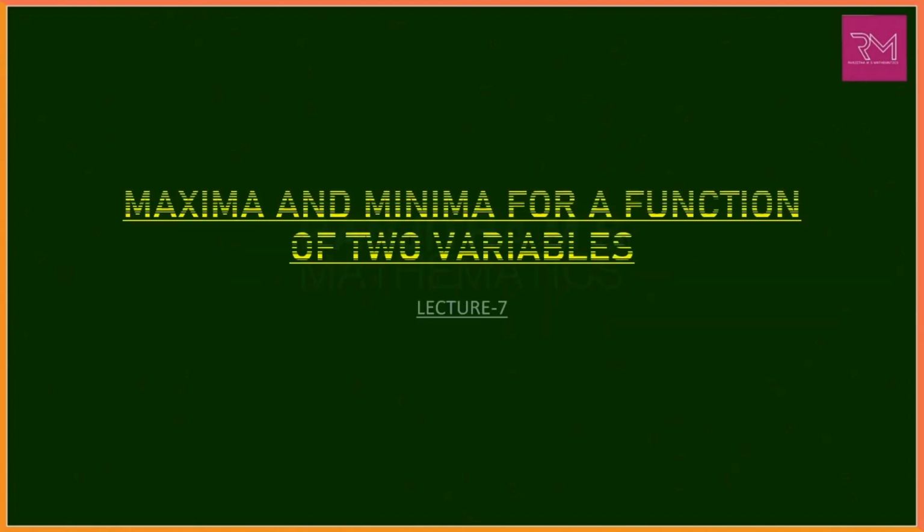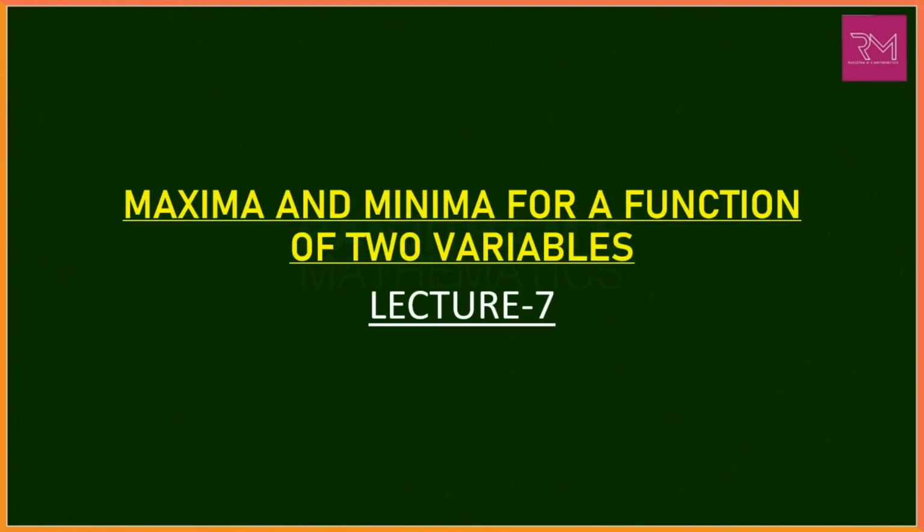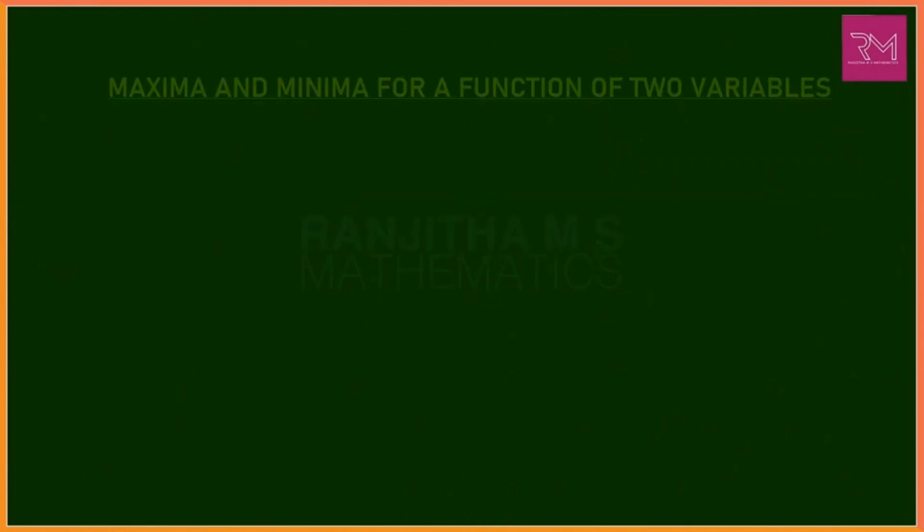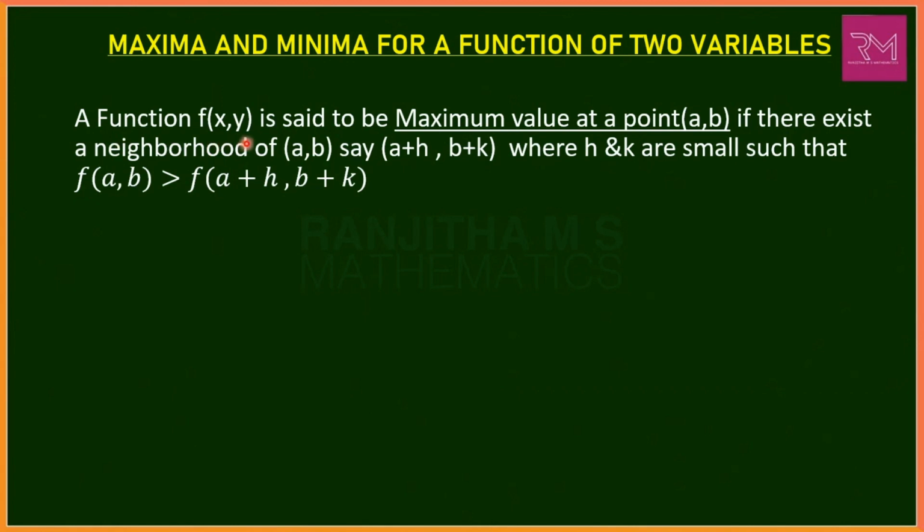In this video, we are going to study maxima and minima for a function of two variables. Let us understand the definition first. A function f(x, y) is said to have a maximum value at a point (a, b) if there exists a neighborhood of (a, b), say (a+h, b+k), where h and k are small, such that f(a, b) is greater than f(a+h, b+k). So this is the definition of maximum value.